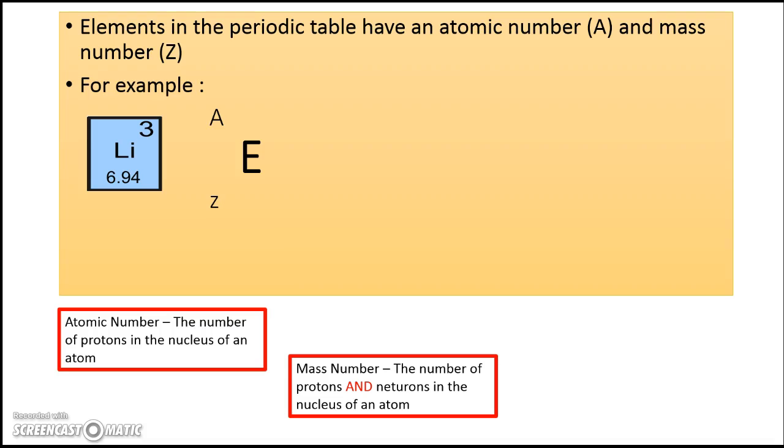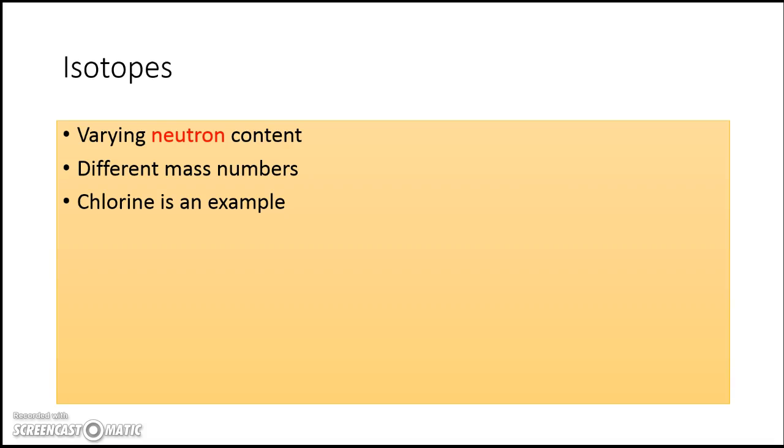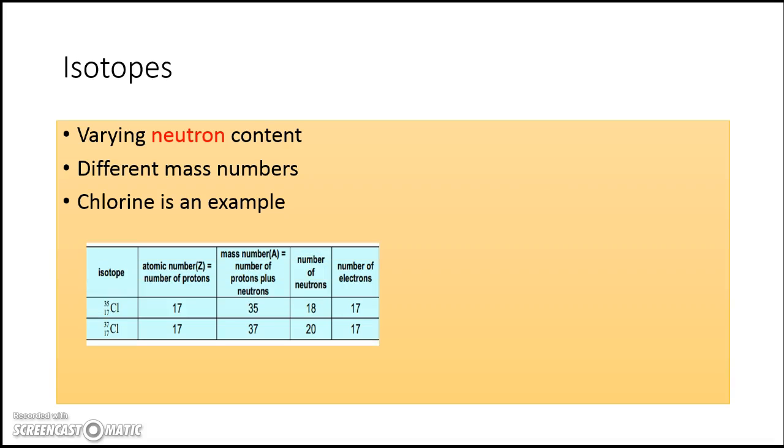So the atomic number is the number of protons in the nucleus of an atom, and the mass number is the number of protons and neutrons in the nucleus of an atom. Isotopes have different mass numbers because of the different number of neutrons, so we can call them variable neutron content. Chlorine is an example of this, as shown by the table below. Chlorine has the same number of electrons in both isotopes, the same number of protons in both isotopes, but as you can see, the number of neutrons vary: in Cl-35 it's 18 neutrons, in Cl-37 it's 20 neutrons.